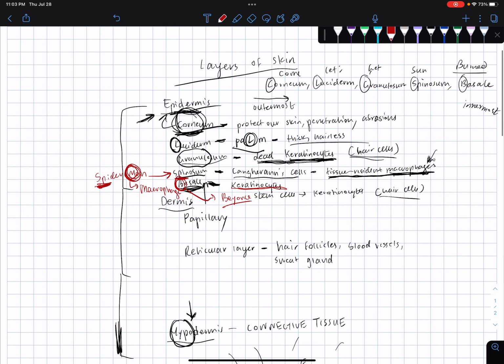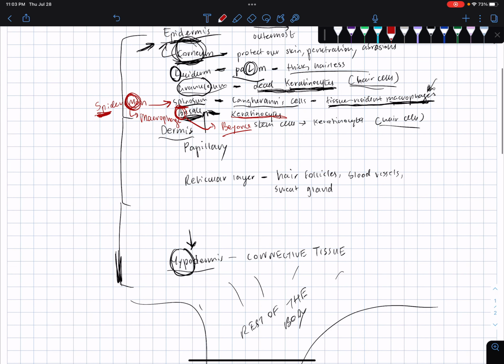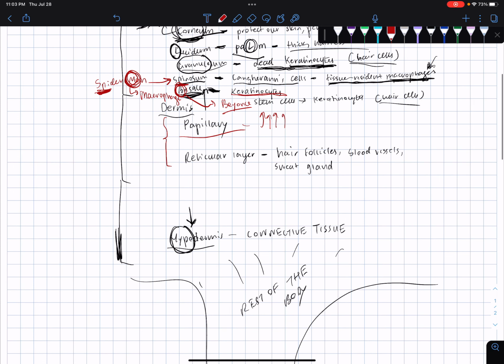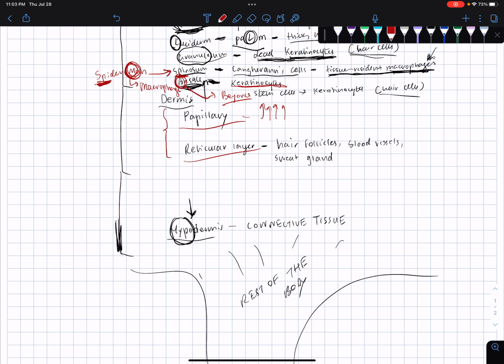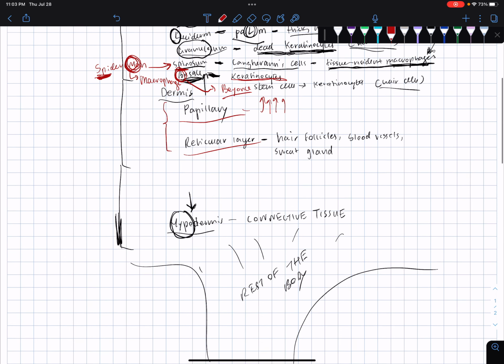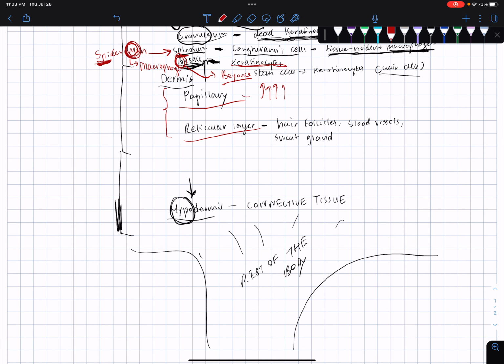So those are the main layers of the epidermis. And then beneath it, we already discussed the layers of the dermis, the papillary layer, which is immediately touching the epidermis above it, and then the reticular layer where hair follicles, blood vessels, and sweat glands will originate. Now, the dermis also houses a bunch of different types of cells, and we will discuss some of them.